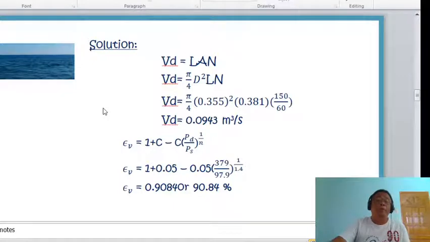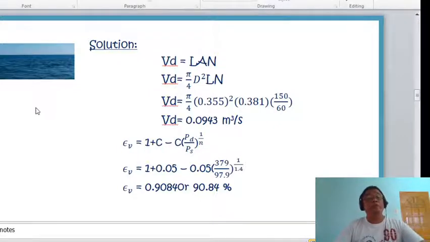Getting now the displacement, that is of course the length of stroke, the area of the bore, and the number of revolutions. Substituting values, the displacement is 0.09343 cubic meter per second. From the volumetric efficiency equation, volumetric efficiency equals 1 plus C minus C times P discharge over P suction raised to 1 over n. Substituting values, the volumetric efficiency now is 90.84%.